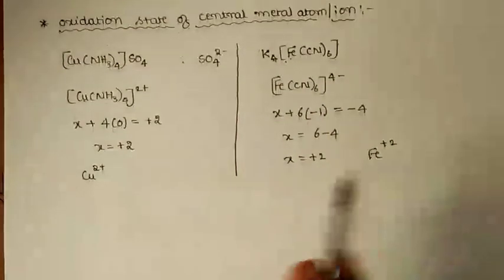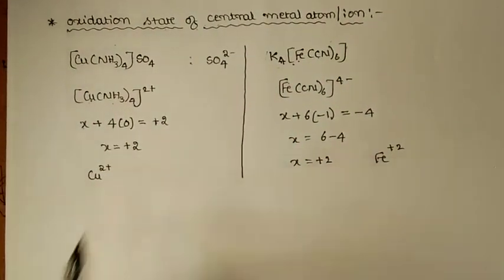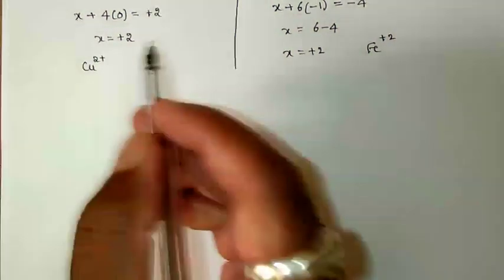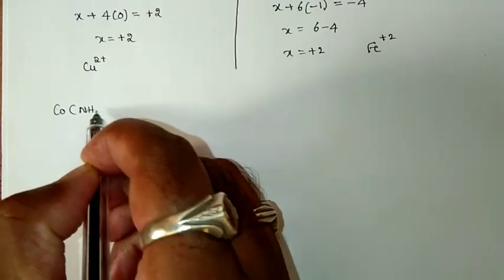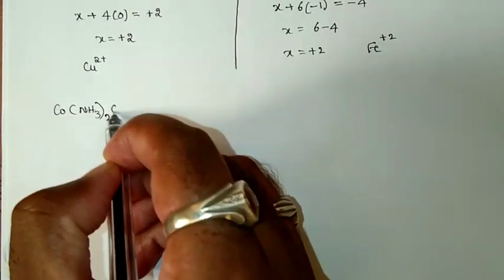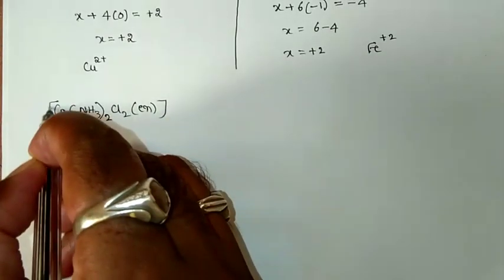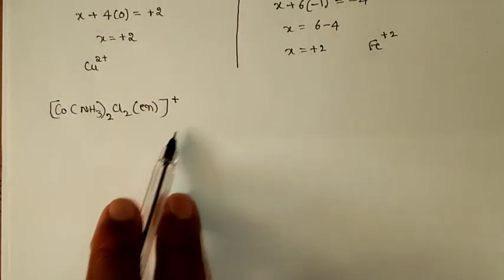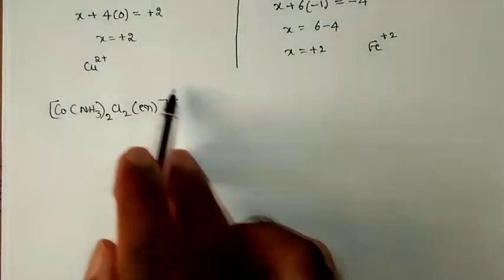Here I have taken homoleptic complexes. Now we shall look into some heteroleptic complexes. The first heteroleptic complex we can consider is [Co(NH3)2Cl2(en)] with 1+ charge. Here we directly get the complex ion. There is no ionic sphere at all, so no need to worry, we just need the complex ion.